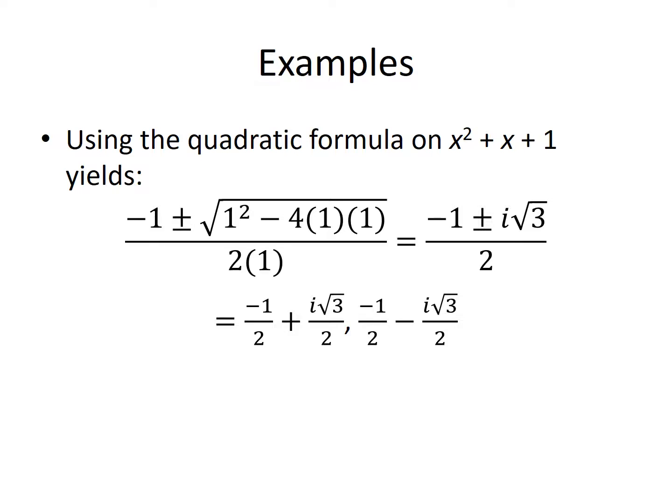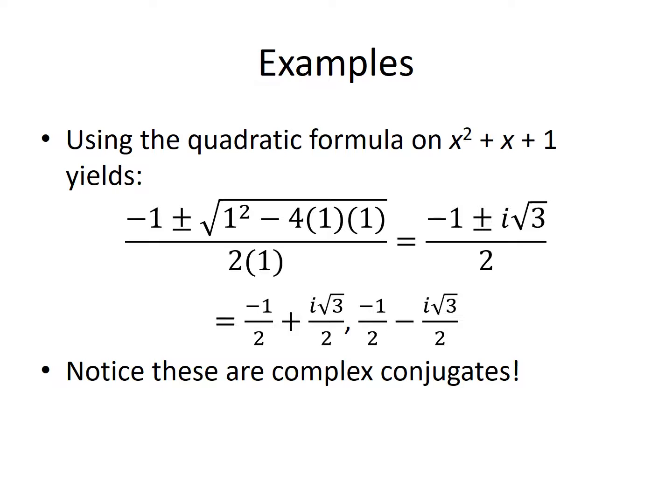If we write these slightly differently, we have negative 1/2 plus root 3 over 2 times i. We also have negative 1/2 minus root 3 over 2 times i. Notice these are complex conjugates of each other. So here's another example of the complex conjugate pairing theorem in action.